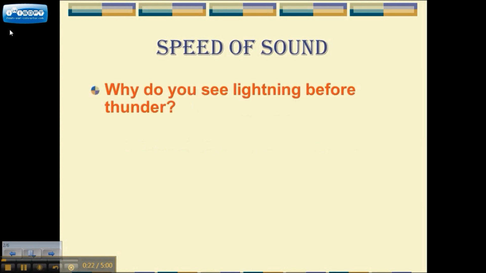So why do you see lightning before thunder? Well, it's because lightning is faster than the sound of thunder. So we see the flash of light before we hear the crash of thunder because of the difference in speed.